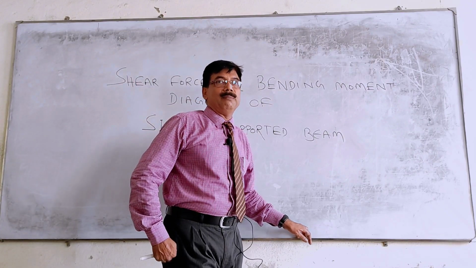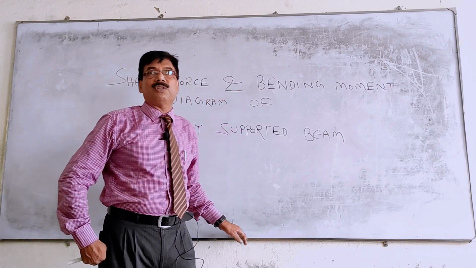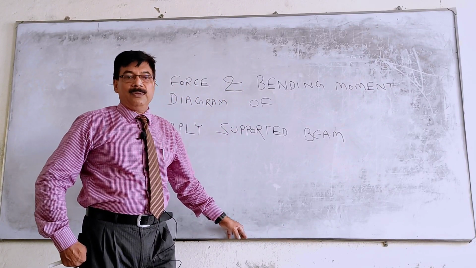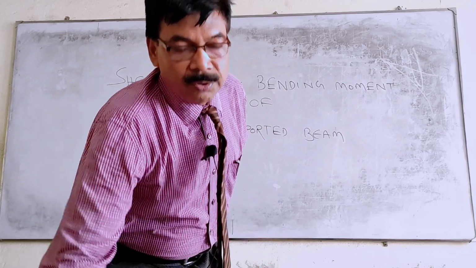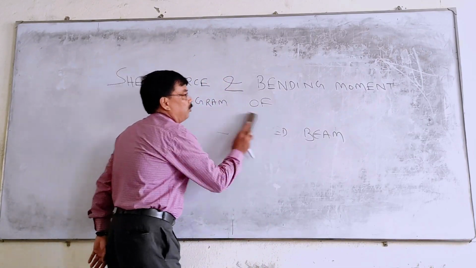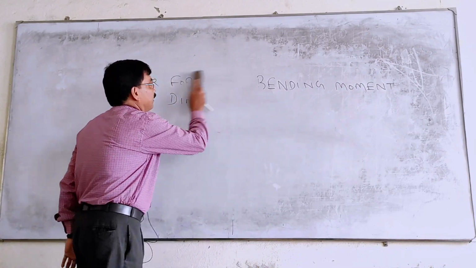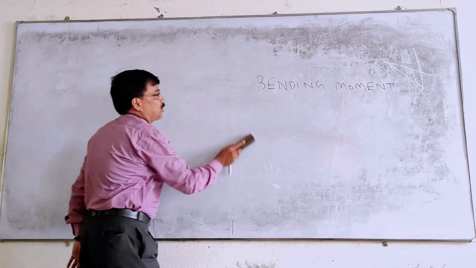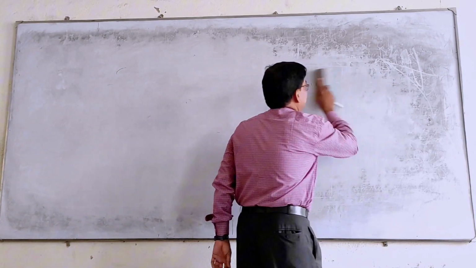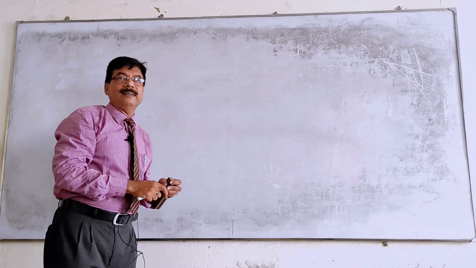So how we can draw the shear force and bending moment diagram. So this is the topic. The diagram is generally for a simply supported beam. There are two supports at its ends.